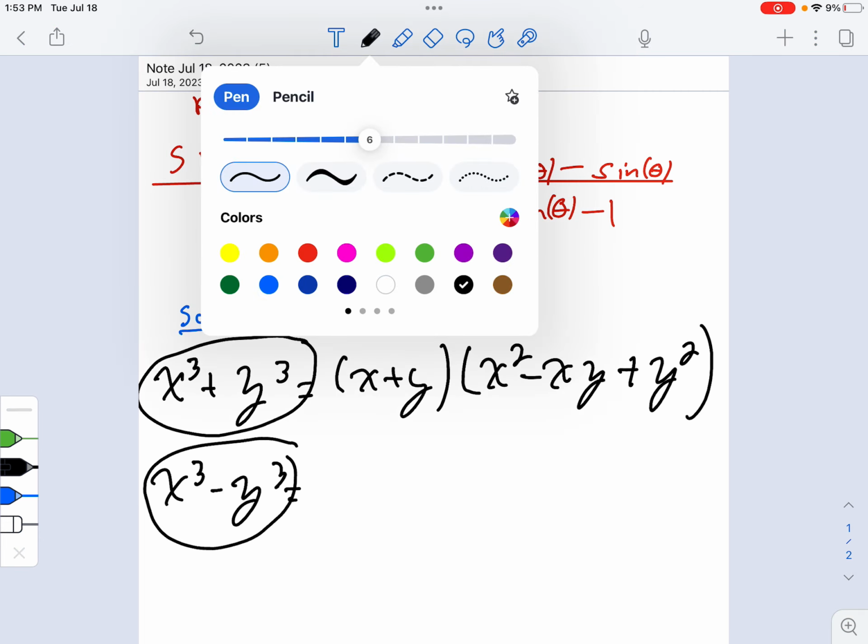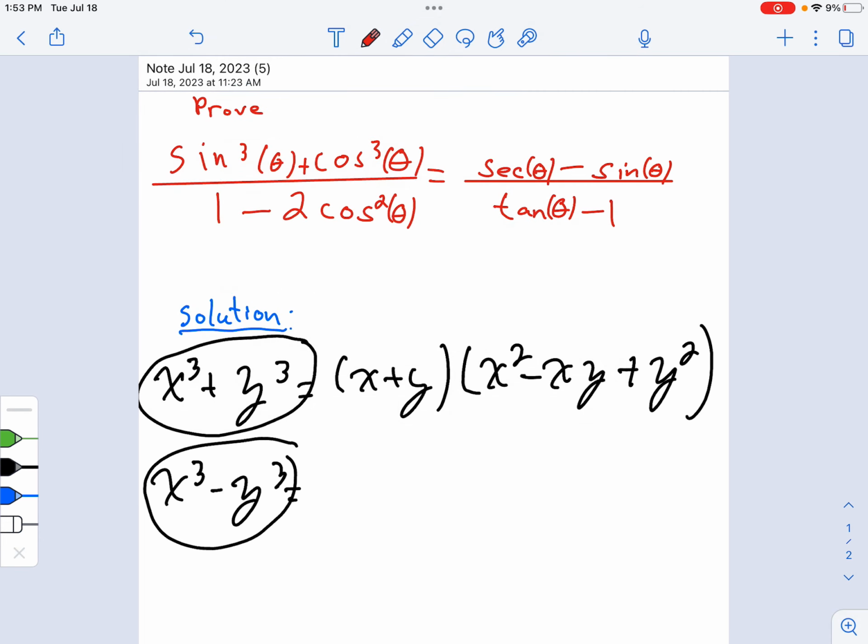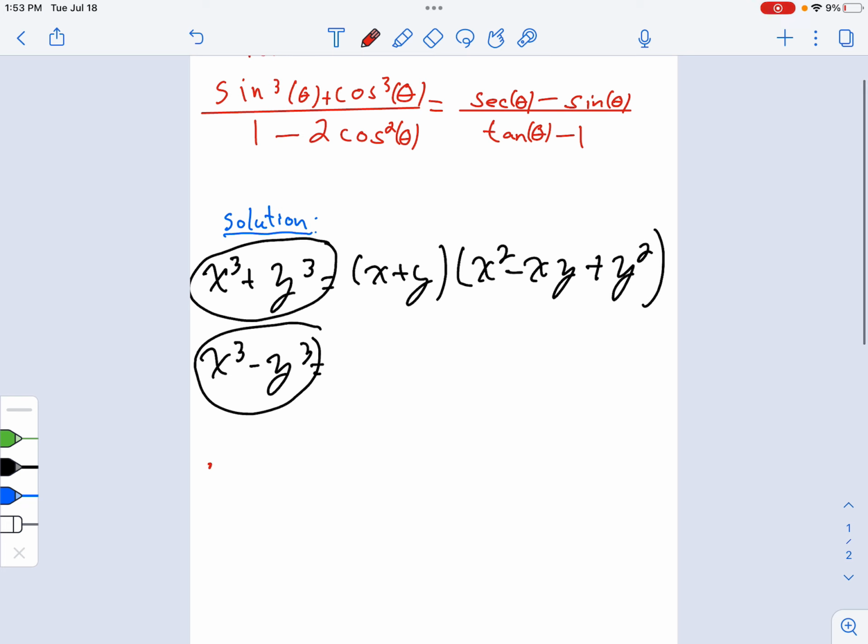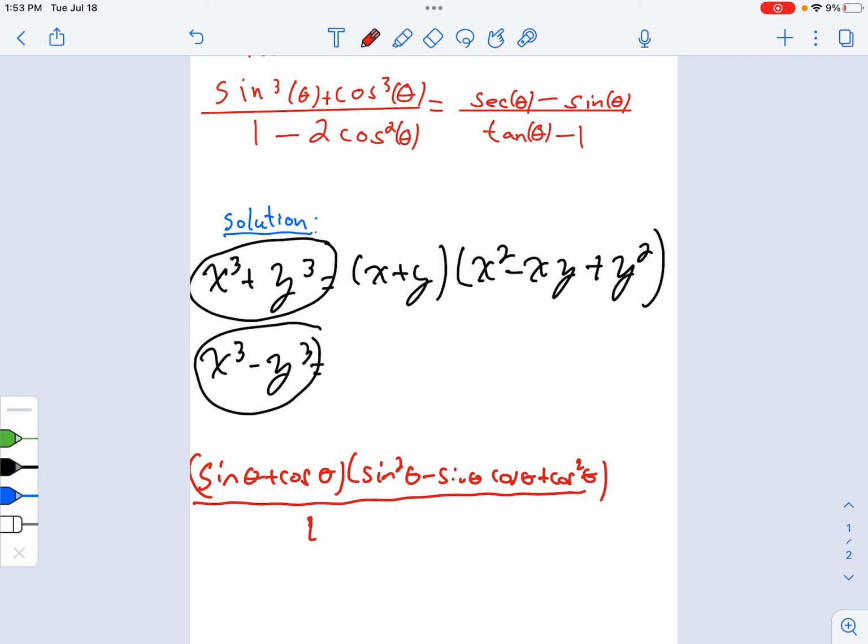And by that, let me go ahead and rewrite sine cubed plus cosine cubed as the following. Sine theta plus cosine theta, so sine is like the x, cosine is the y, times sine squared minus sine theta cosine theta plus cosine squared, all over 1 minus 2 cosine squared theta. Oops, I'm running out of room here. And then on the other side, we have secant theta minus sine theta all over tangent theta minus 1.